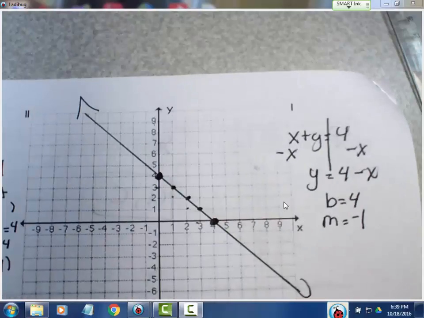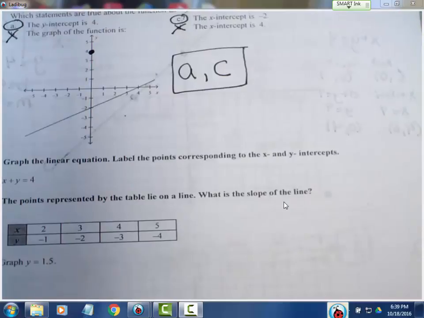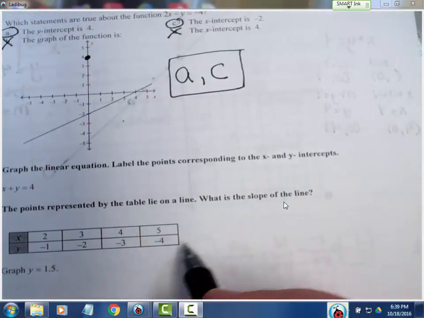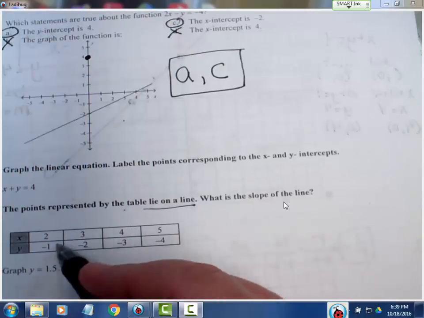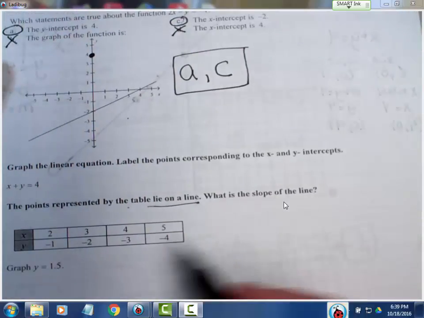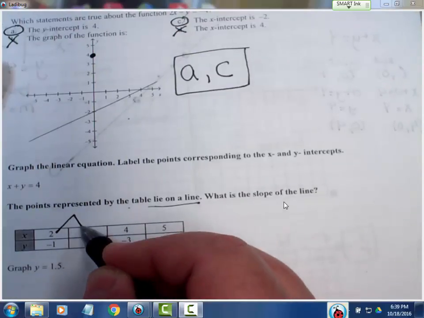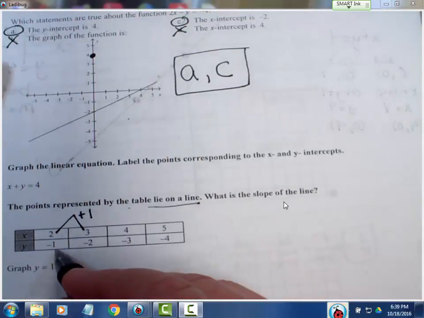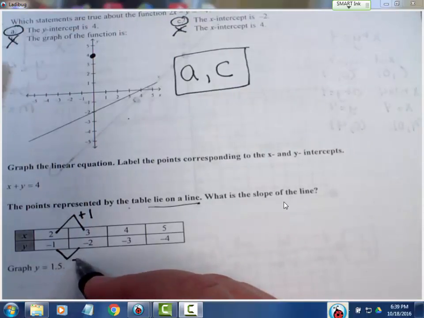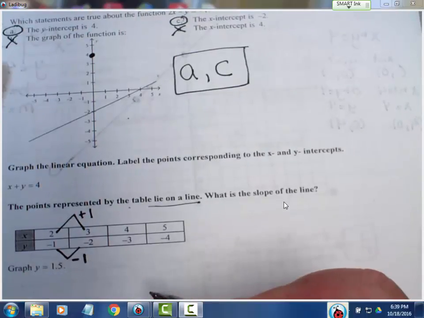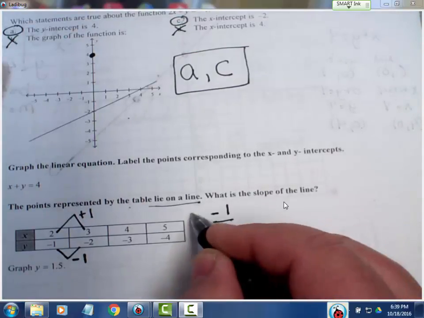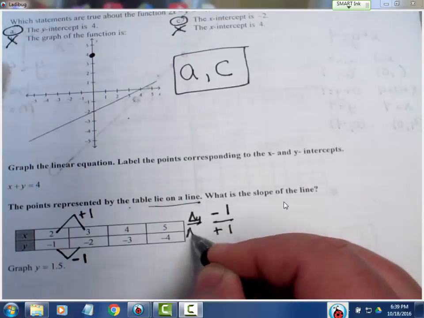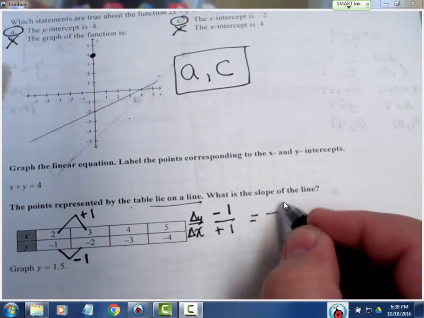Let's go back to the paper. And it says the points represented by the table lie on a line. What is the slope of the line? Okay, so by telling us they all lie on the line, we can check slope anywhere we want to. So I'm just going to look here. I went from 2 to 3, so that's an increase of 1. I went from negative 1 to negative 2. That's a decrease of 1. So my slope would be negative 1 over positive 1, because we have our change in y divided by our change in x. And so negative 1.